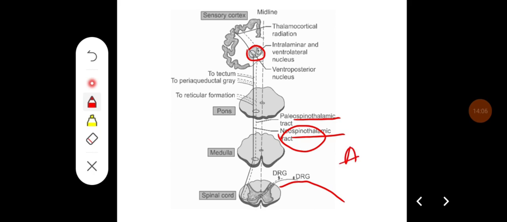The neospinothalamic tract, whose fibers are mainly A delta afferent fibers, reaches a specific part of the thalamus, the ventroposterior nucleus. Then the third order neurons reach the sensory cortex. Whereas the fibers of the paleospinothalamic tract are mainly C fibers. They ascend in the spinal tract and end in the interlaminar nucleus of the thalamus, and from there they go diffusely to form the thalamocortical radiation, then go to the sensory cortex.